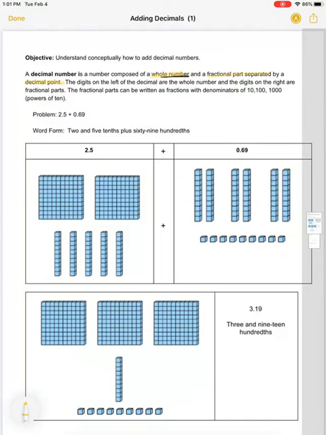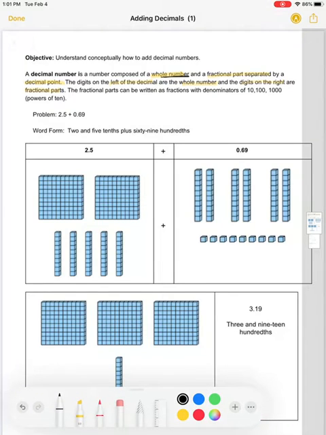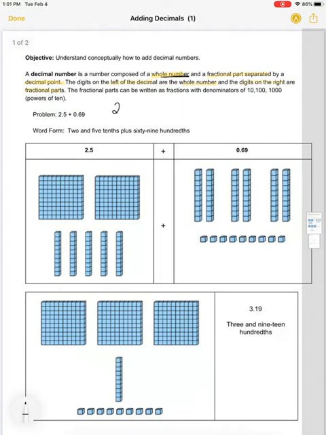The digits on the left of the decimal are the whole number, and the digits on the right are the fractional parts. And the fractional parts can be written as fractions with the denominator of 10, 100, 1000, anything that's a power of 10. So if we just look here at the problem below, 2 and 5/10 plus 69 hundredths. Well, let's rewrite that. I could rewrite it as 2 and 5 out of 10 plus 69 out of 100.